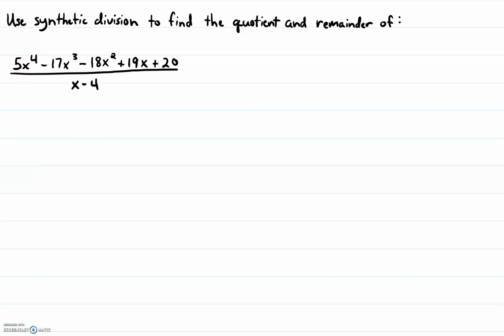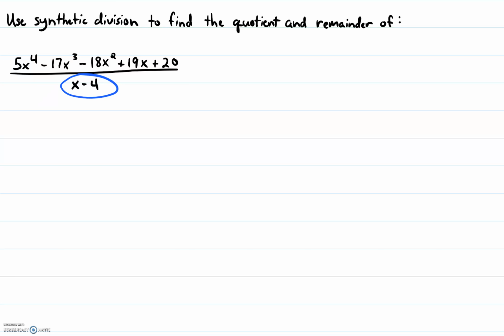In this video, we're going to use synthetic division to find the quotient and remainder, if there is one other than 0, of 5x to the 4 minus 17x to the 3 minus 18x squared plus 19x plus 20, all divided by x minus 4. So the first step in using synthetic division is to figure out what your 0 is. So figure out the thing that you're going to be dividing by. So of course our factor that we're dividing by is x minus 4.